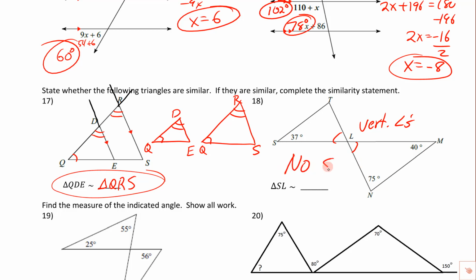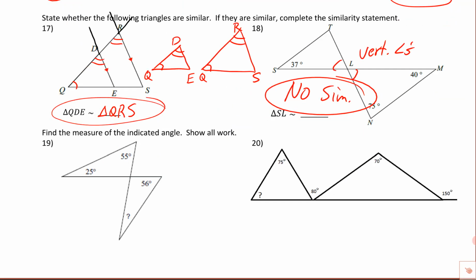So we're going to say no similarity, and we're going to circle that. And then we're going to come down to the last two on the assignment. It says find the measure of the indicated angle and show all your work. So you don't necessarily have to write an equation or anything like that, but you do need to make sure that you're showing your work and your thinking to solve this.